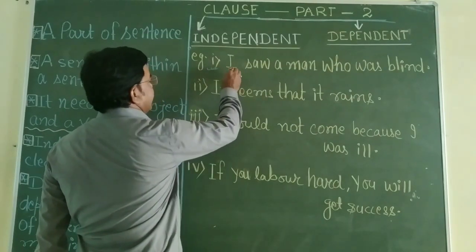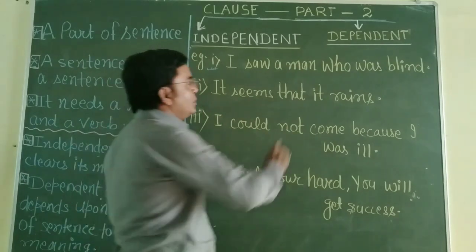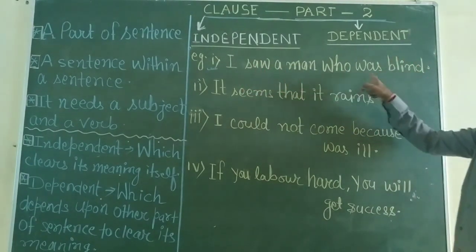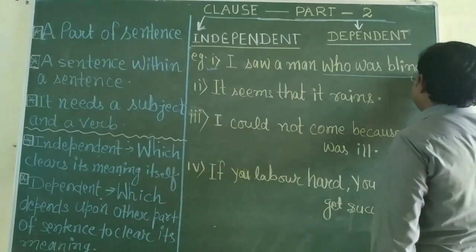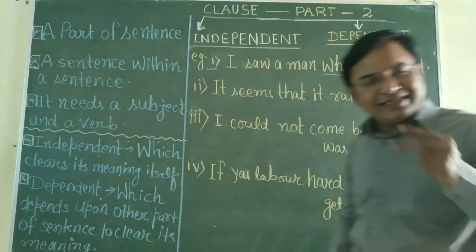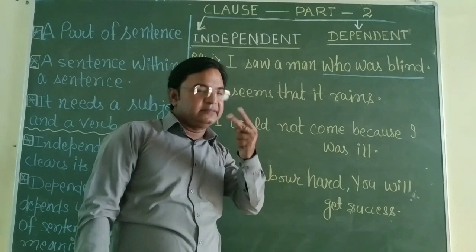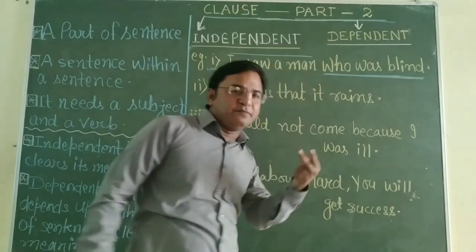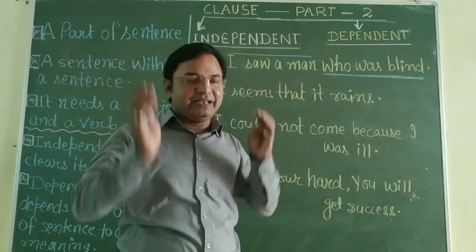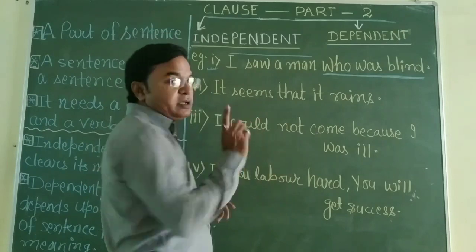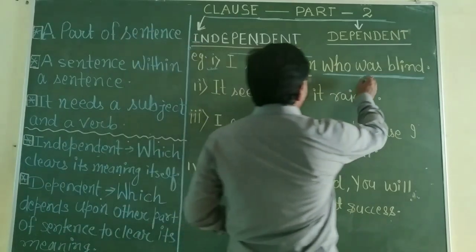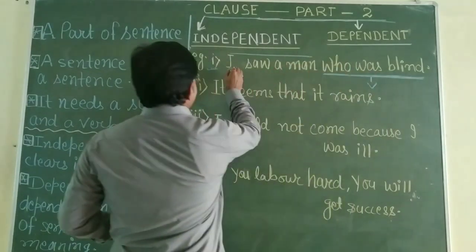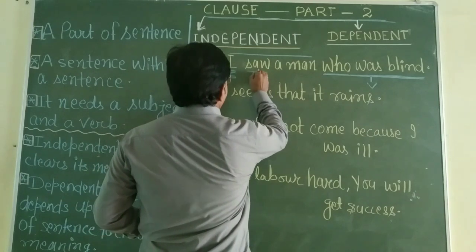In example number 1 you are watching, it is written, I saw a man who was blind. Here, who was blind is a part of sentence. That means this sentence has two parts. I saw a man is the one part, and who was blind is the second part. Now you have to think in your mind, since you have already identified, a clause is what? One subject and one verb. So here, who is the subject and was is the verb, and in this sentence, I is the subject and saw is the verb.